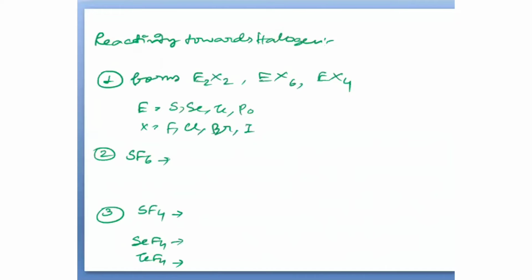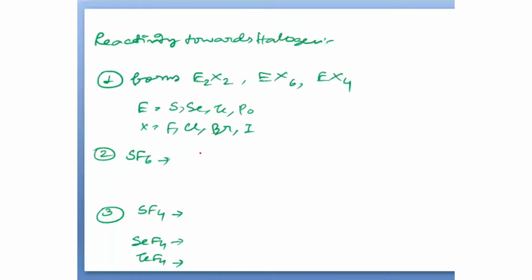Next is the reactivity towards halogen. So it forms three kinds of compounds, as you can see. First is E2X2, EX6 and EX4. So let us discuss what E is. E is S, Se, Te, Po. Next our halides, it is F, Cl, Br, I.